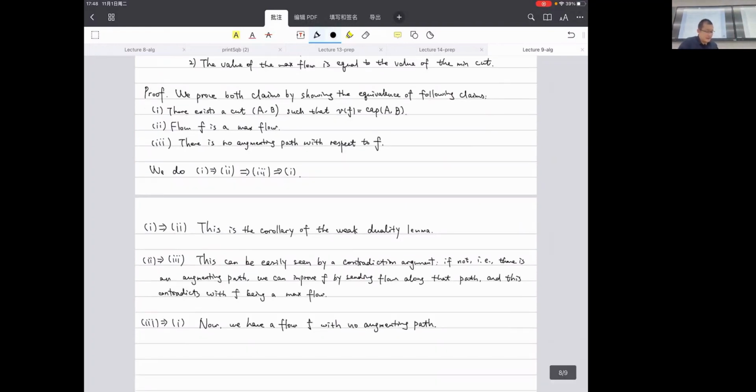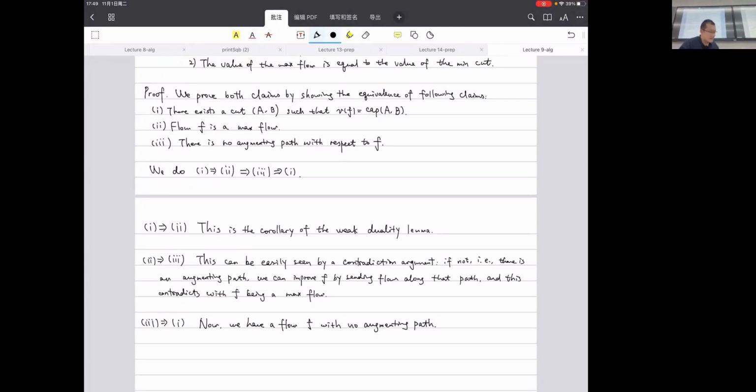So having the fact of no augmenting path, we want to prove that there exists a cut such that the cut value equals the value of F here. The idea is that we want to utilize the structure of the flow to define such a cut. Hopefully we want to figure out some sets A and B such that, if we look closely, as long as we have no augmenting path, the cut value must equal the flow value, and everything just finishes.